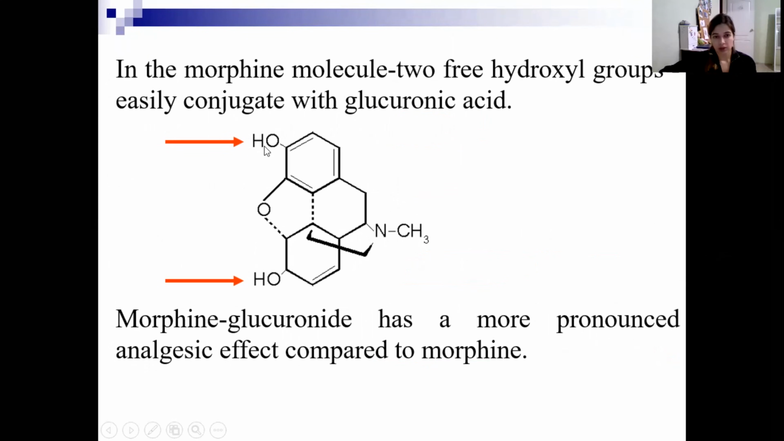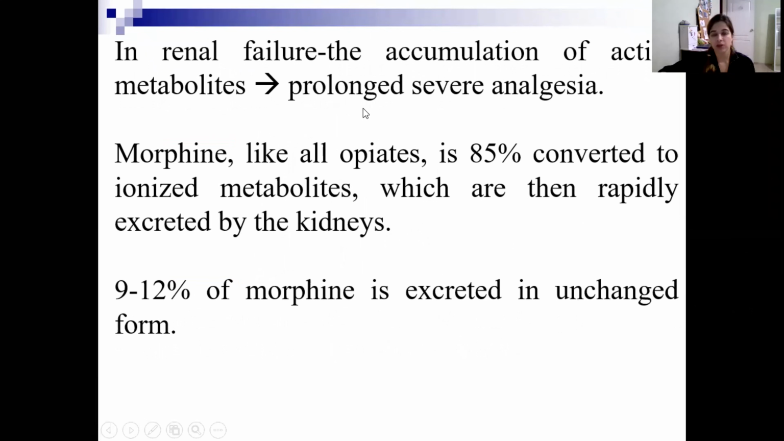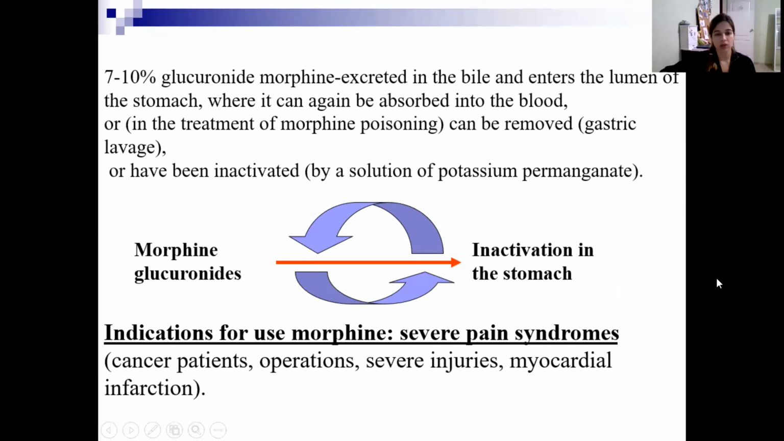Okay, so these are actually two hydroxyl groups. They easily conjugate with glucuronic acid. And morphine glucuronide has a more pronounced analgesic effect compared to morphine. So it means that if in our liver the morphine is glucuronidated, it doesn't lose its activity. It is still active. That means that morphine has quite a long effect. In renal failure especially, accumulation of active metabolites happens, with prolonged severe anesthesia. Morphine, like all opiates, is 85% converted to inactive metabolites, which can rapidly be excreted by the kidneys. But if we have renal failure, that will not happen.